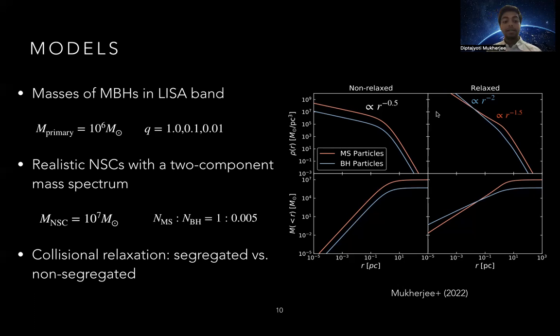Now we are interested in investigating two types of nuclear star clusters, the non-relaxed and the relaxed models, because nuclear star clusters can undergo collisional relaxation. So you can actually have mass segregation where the heavier population segregates to the center of the nuclear star cluster. And we are interested in investigating how that affects the dynamics of the massive black hole binary. In the non-relaxed models, you have an inner density cusp that falls as r to the negative 0.5. In the relaxed models, you actually form a Bahcall-Wolf cusp where the density profile of the BH particles falls as r to the negative 2, and the density profile of the MS particles falls as r to the negative 1.5.